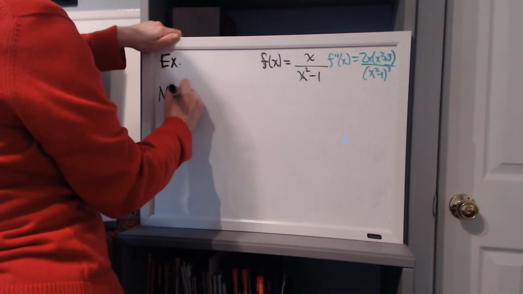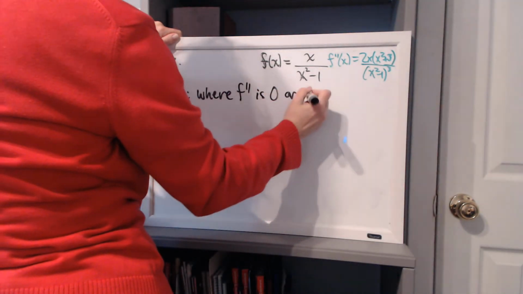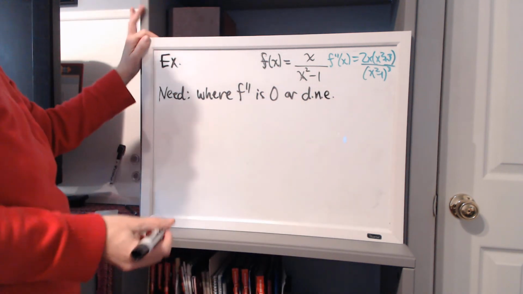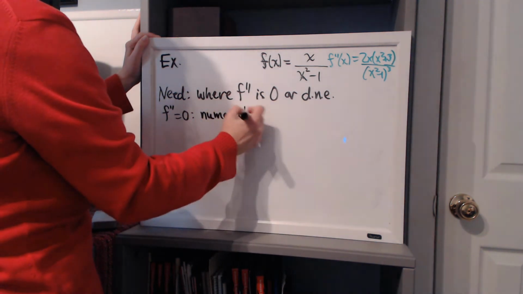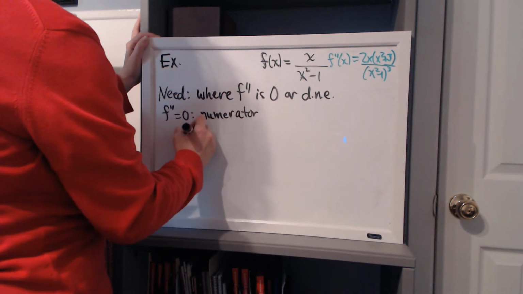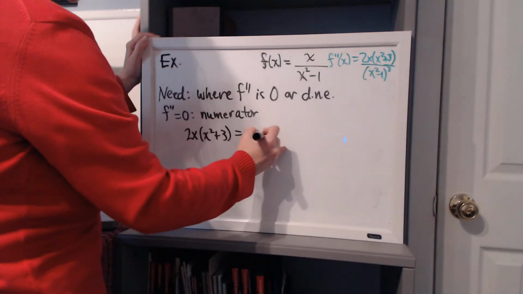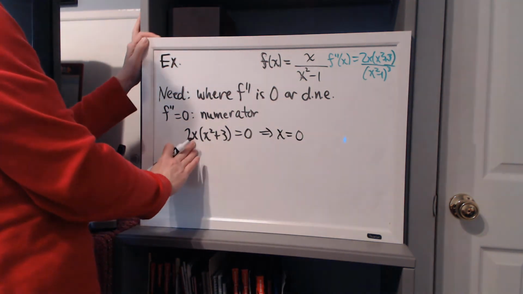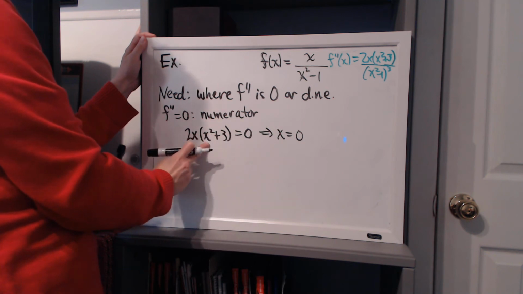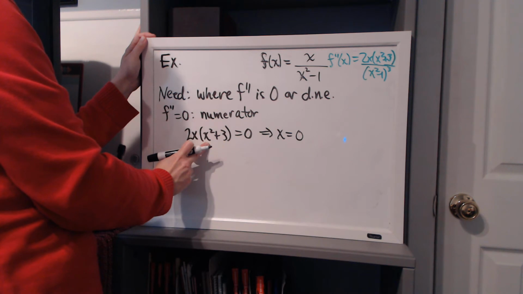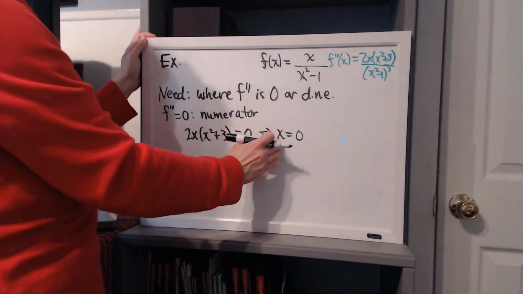Okay, so we need where f double prime is 0 or does not exist. For it to equal 0, we look at the numerator. So we're going to take our numerator, which is 2x times x squared plus 3, and we're going to set that equal to 0. So clearly we're going to get x equals 0 out of that from the 2x term. But then when we look at the x squared plus 3, this is always positive, because if we square a number, we're going to get either 0 if we squared 0 or something positive, and then when we add 3 to it, that's always going to be positive, so it's never going to be equal to 0. So from the numerator, we only get x equals 0.